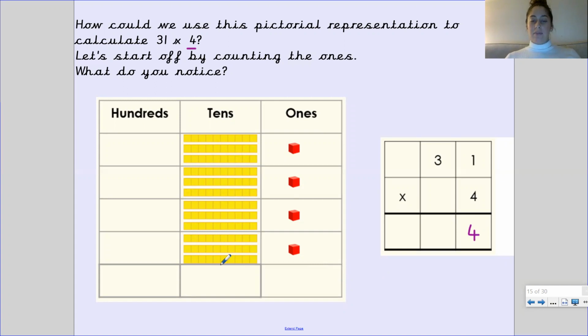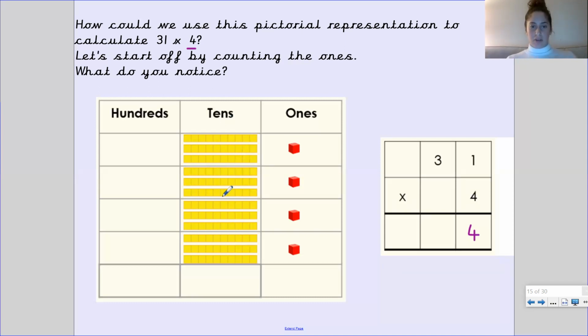Now remember, what is the maximum number we can have in each column? 9. Why can't we have 10 tens in the tens column? What does 10 tens represent? Let's count together. Put 10 fingers up and we're going to count them in tens. 10, 20, 30, 40, 50, 60, 70, 80, 90, 100. So if you have 10 tens, that represents 100.